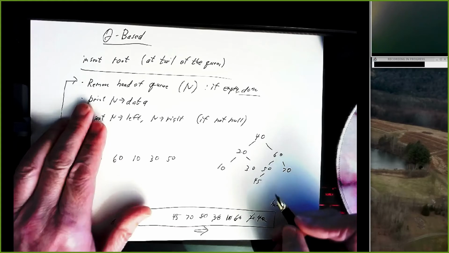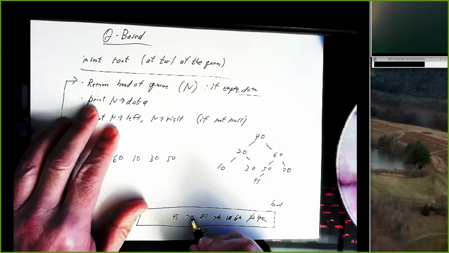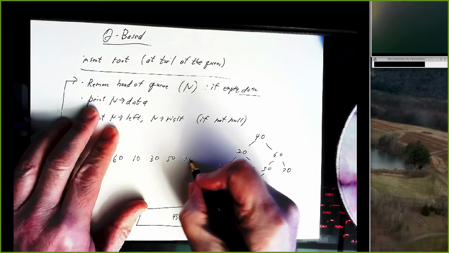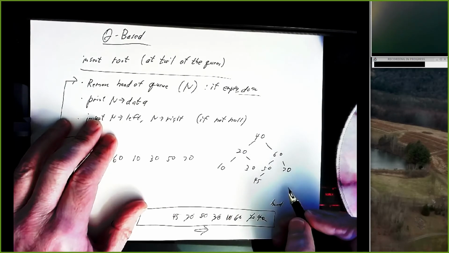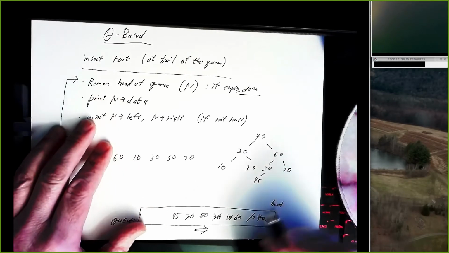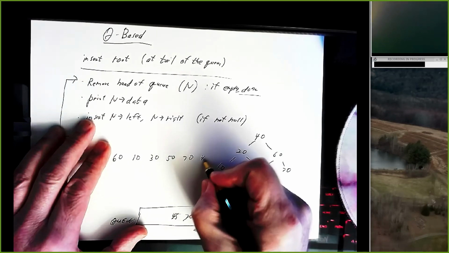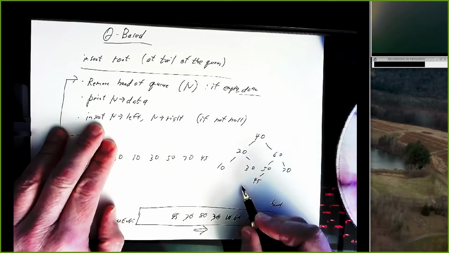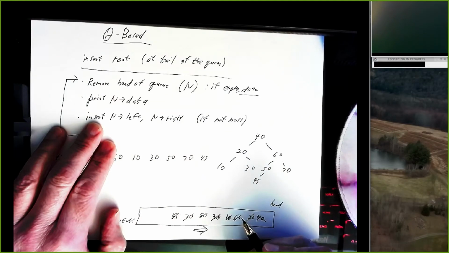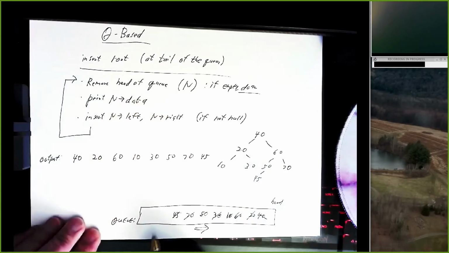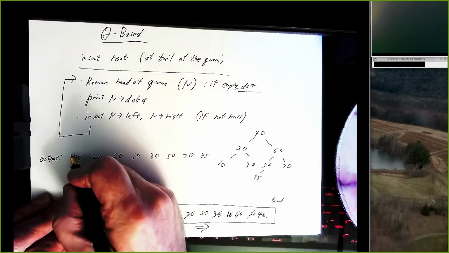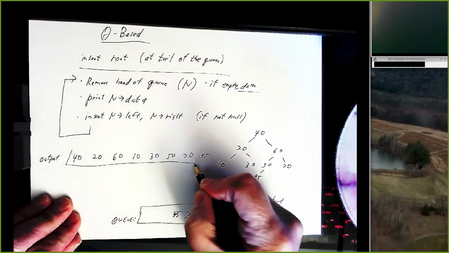Back to the top of the queue. Remove the head of the queue, it's a 70, print its data. Look at the left and right children, they're both null, nothing to insert. Back to the top of the loop. Remove the head of the queue, it's a 45. Print that, insert the left and right children, they're both null, nothing to insert. Back to the top of the loop, remove the head of the queue, guess what, the queue is empty, we're done, and that's the output that was produced.